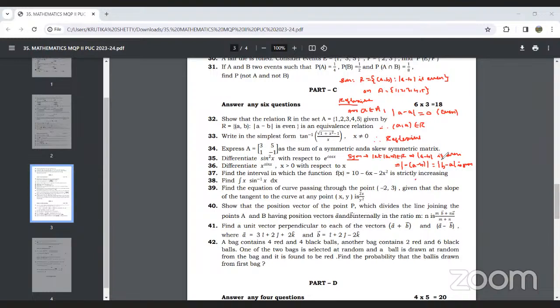So even if we change the sign, we get b minus a, and |b - a| will also be even. Therefore we can write (b, a) belongs to R. Now, we started by considering an ordered pair belonging to R, and exactly the mirror image (b, a) also belongs to R. So it is a symmetric relation. So it is reflexive and symmetric.